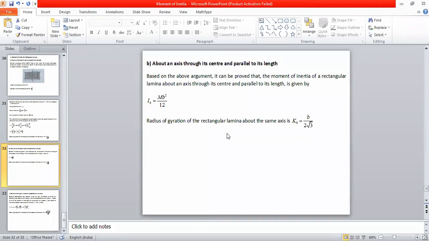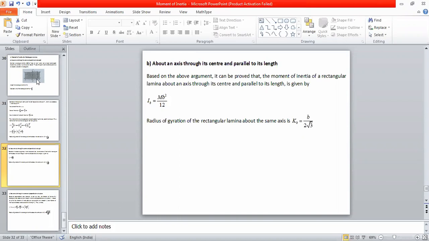Okay, and the respective radius of gyration is very simple. The respective radius of gyration is square root of b square by 12. Square root of b square is b, square root of 12 is 2 root 3. So therefore the respective radius of gyration of the rectangular lamina about the same axis, meaning the axis passing through the center and parallel to the length, is given by b divided by 2 root 3, where b is the breadth of the disc.